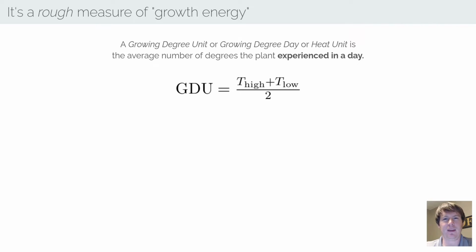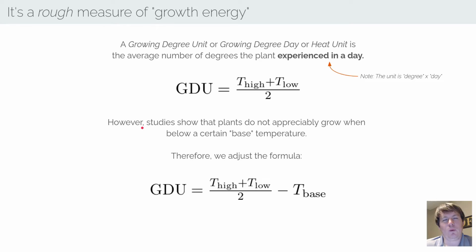They're all the same thing, and it's defined to be just the average number of degrees that the plant experienced in one day. So the units of a GDU are degrees times day. And so we can just write T high plus T low over 2. That's the average temperature for a given day.